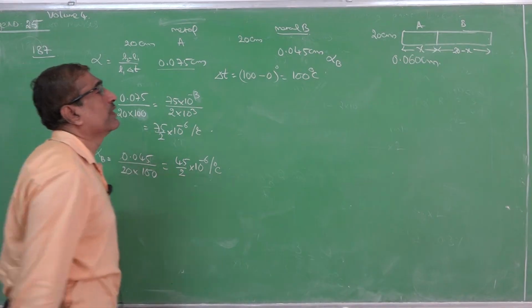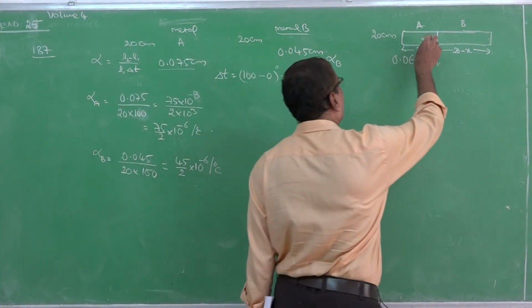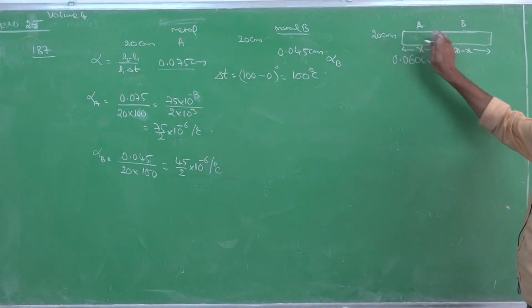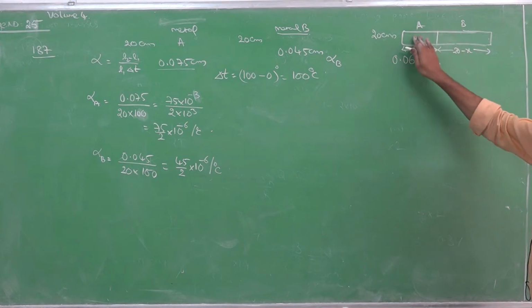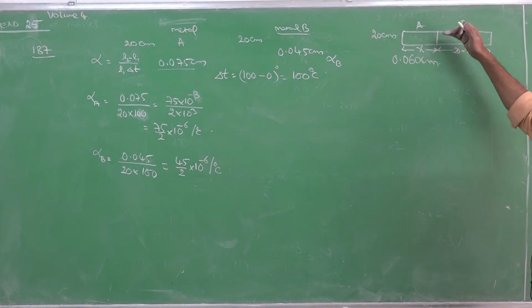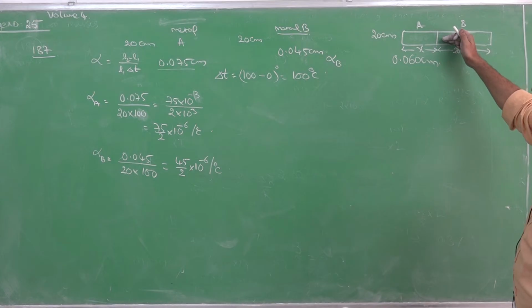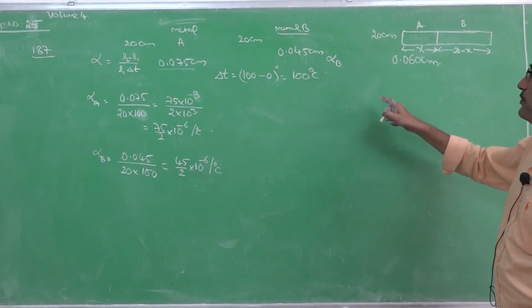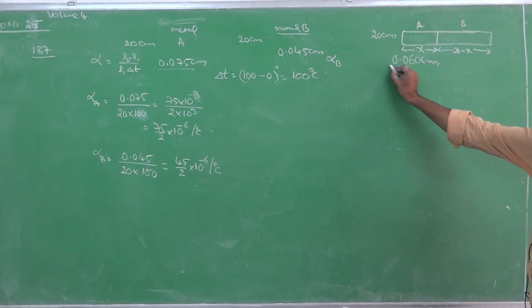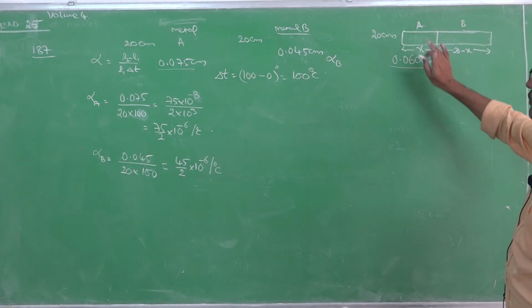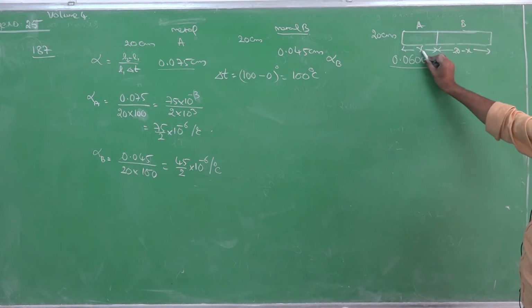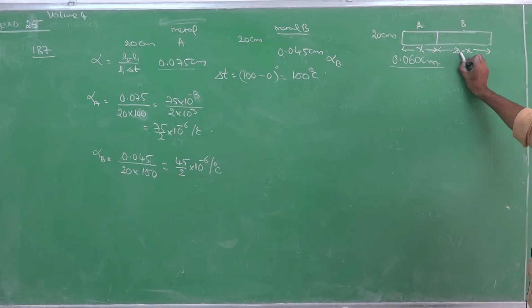Now, coming to the combined rod. When this particular rod is heated, both metal A and metal B expand, but the expansions of A and B are not equal, because their coefficients of linear expansion are different. But the total expansion is equal to 0.06. So, first calculate the expansion of A and the expansion of B. For A the initial length is x, for B the initial length is 20 minus x.